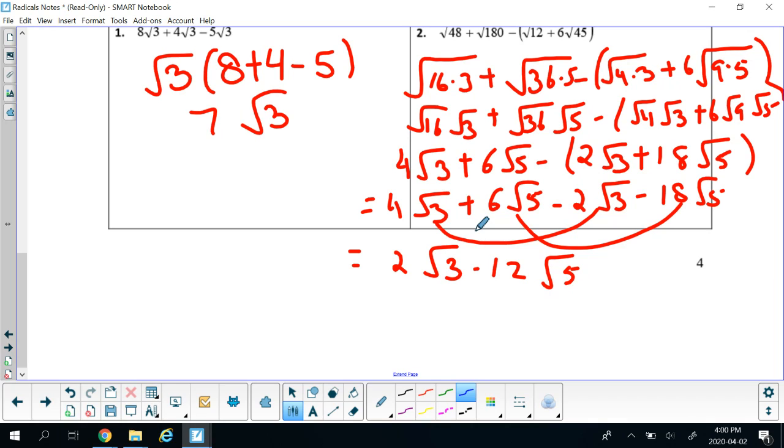So remember, whenever you're adding or subtracting radicals, you're always looking at the index and you're looking at the radicand. So here we cannot solve these two terms together. The reason is the radicand is not the same. Okay, here radicand is 3 and here radicand is 5. Okay, let's do another example.